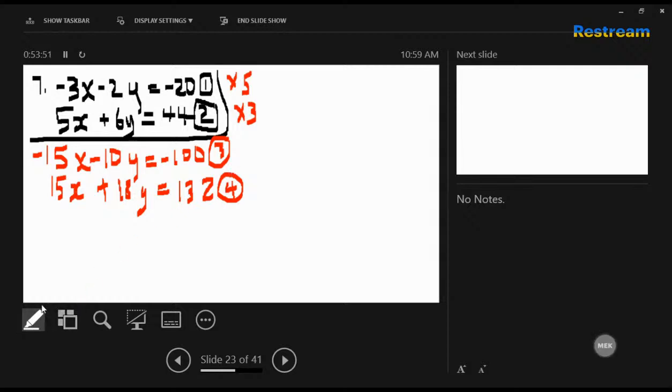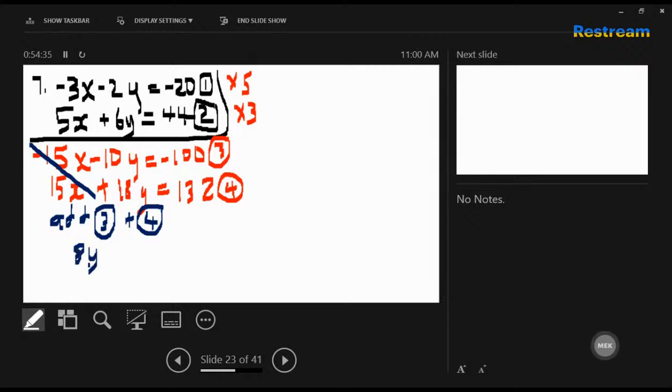So what I end up with here is that one of them is a -15x and a +15x. So I know I need to add them in order to eliminate them. If I add a negative and a positive, I get 0 once the digits are the same, which is what I want. I want to eliminate it. I want it to be 0 so I can focus on the other term. So when I add the two equations, that gives 0. Negative 10y plus 18y will give a positive 8y.